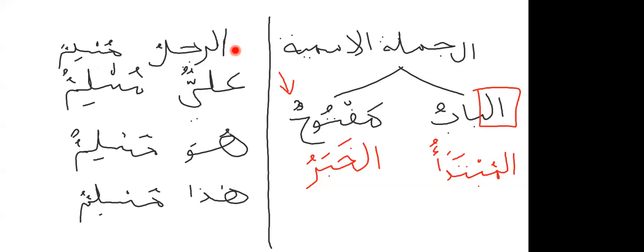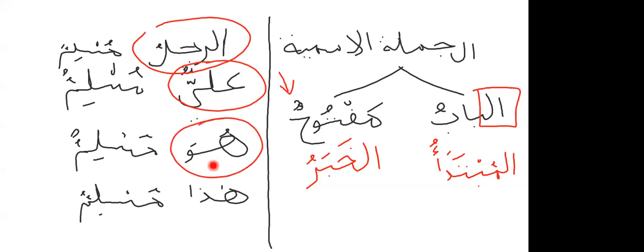Al-mubtada is usually ma'rifah, definite. Let's see. Is it truly definite? Ar-rajulu definite? Yes, ar-rajulu is definite. What tells you that it is definite? There is alif and lam at the beginning. Aliyun, is it definite? Yes, Ali is definite. What tells you that it is definite? It is a proper noun. It is alam.